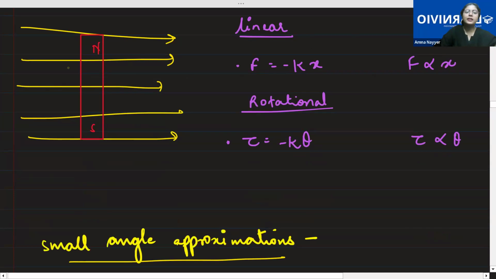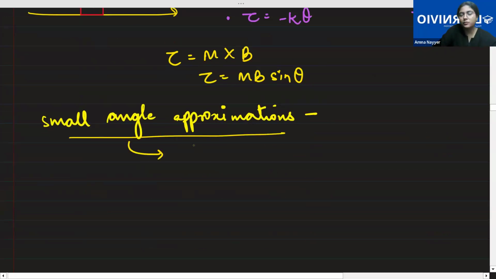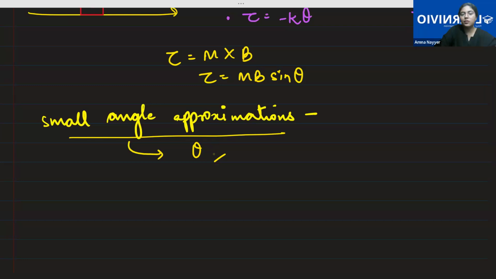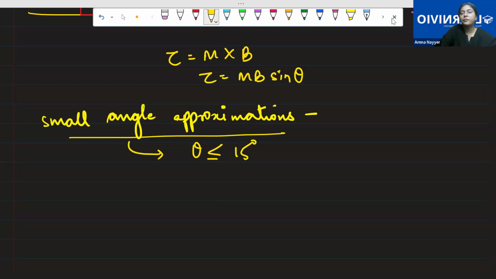Now, see, here if I talk about the torque, we know tau is equal to m cross B, which is equal to mB sine theta. Now, a bar magnet can't rotate much under the influence of a magnetic field. The angle is very small. So we can almost write, when I say small angle approximation, this means theta is less than or equal to 15 degrees, not more than that. That is when you can apply the small angle approximations, okay?